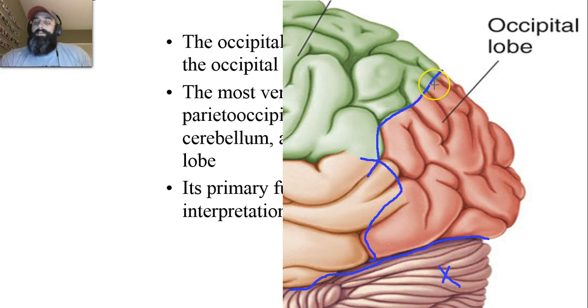So the occipital lobe might actually be one of the smaller lobes. Keep in mind, there are actually two occipital lobes. There's a left occipital lobe and a right occipital lobe.